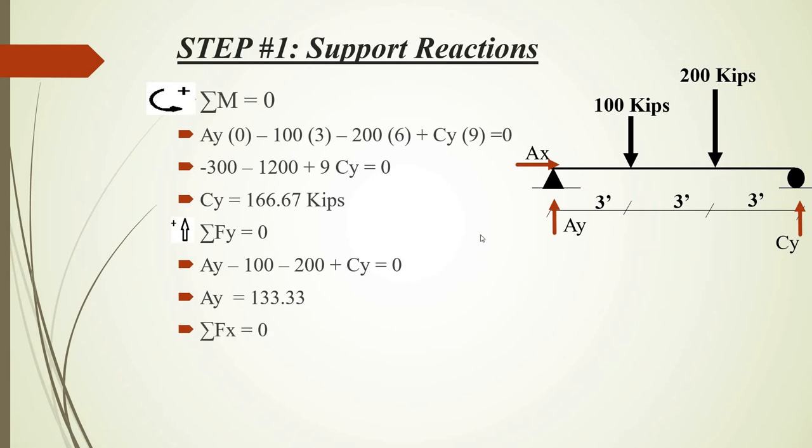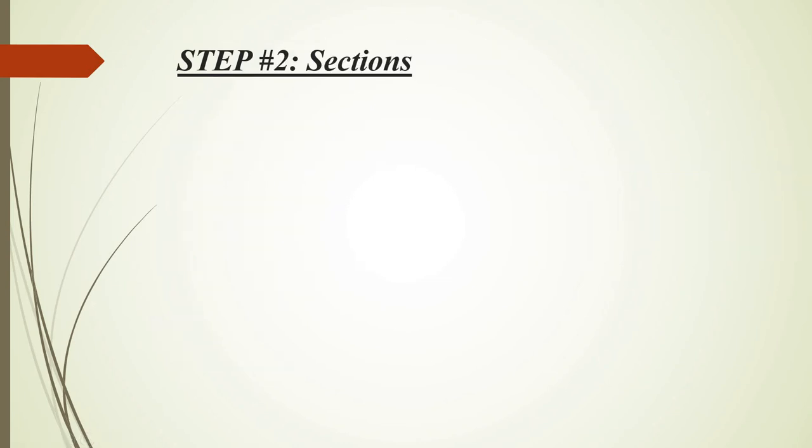Now all I'm left with is the sigma Fx equation. Again, I'm taking rightwards as positive, and if I start to write the equation, there is this one horizontal force, Ax, that's going rightwards, so I've put a positive sign, and had there been any other force, I would have added that here, but since there's no force, it's going to be 0 kips. So that's step 1, and I'm done with the reactions.